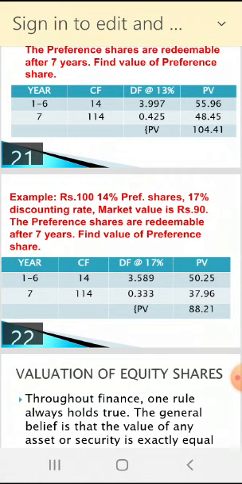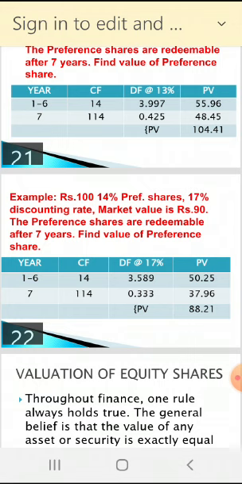The preference shares are redeemable after 7 years. Find the value of the preference share. Everything is the same, but the discounting factor is changed from 13% to 17%. So 14 rupees dividend is available, and the annuity factor at 17% for 6 years is 3.589. Is it clear? Multiply by 14. Your answer is 50.25.